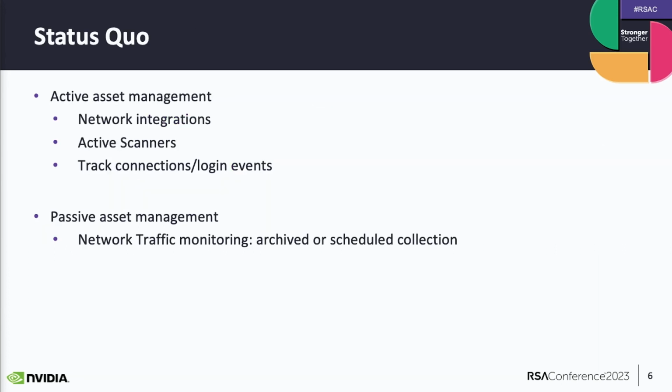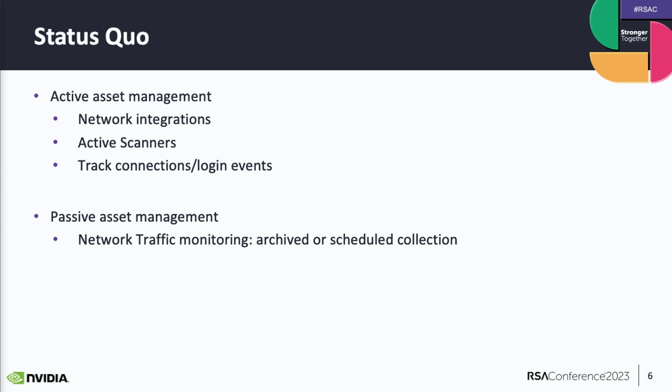So how do we do asset management today? There are two broad approaches, active asset management and passive asset management. In active asset management, we collect information by polling the assets on the network. These assets could be switches or routers, and the information can be collected via SNMP, CLIs, or APIs. We can also scan the network using live agents and detect every login attempt or connection.